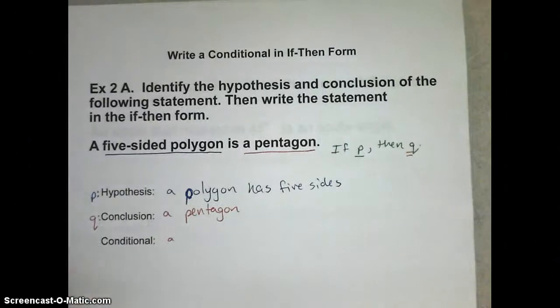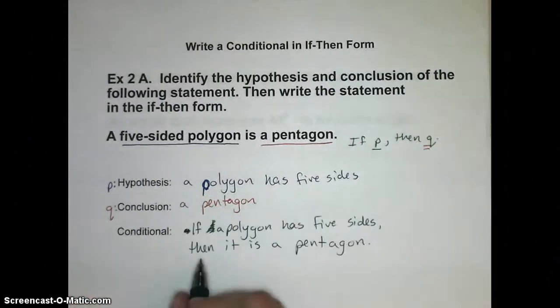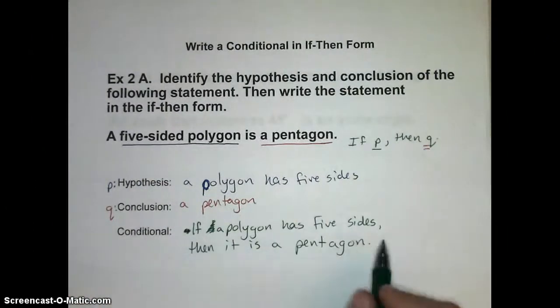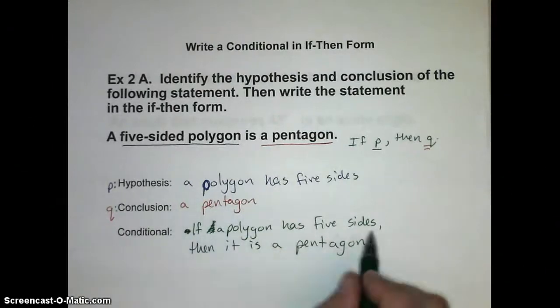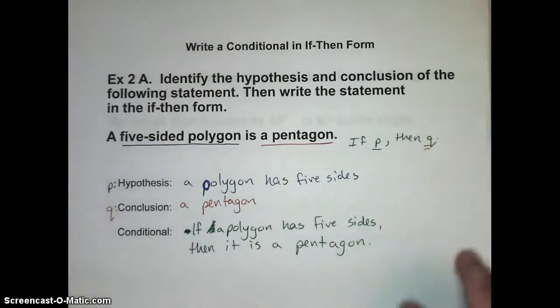So our conditional could be this. If a polygon has 5 sides, then it's a pentagon. Ignore the little scribbles. If a polygon has 5 sides, then it's a pentagon. That could be our conditional statement.